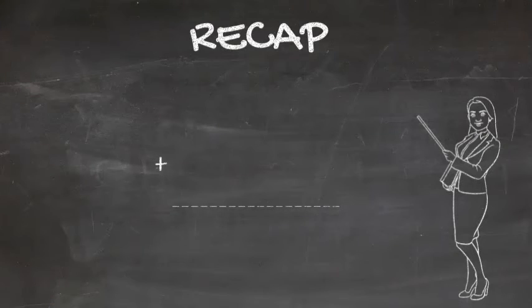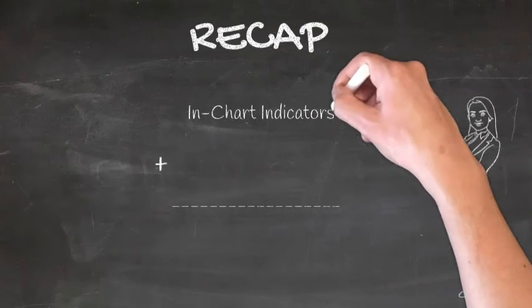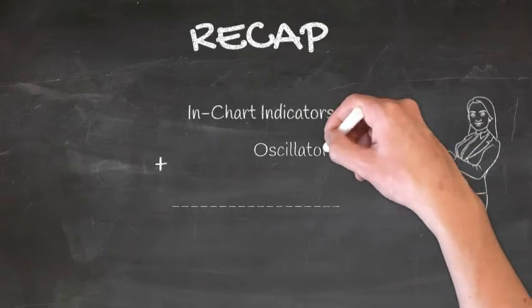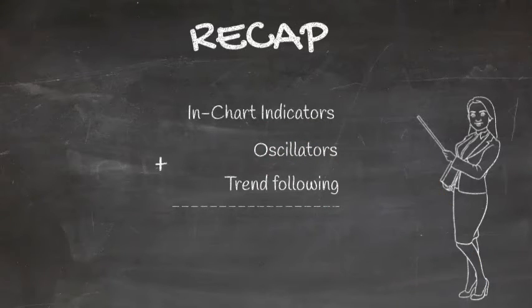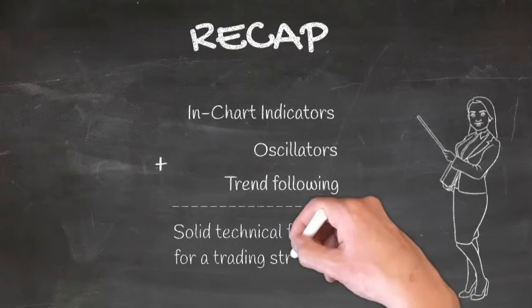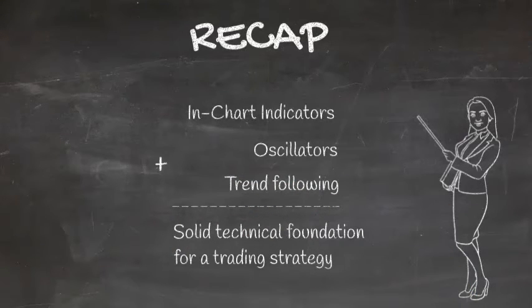Alright guys, so in this video we covered in-chart indicators, we covered oscillators, and we covered the basics of trend following. These elements combined will give you a very solid base to start developing your own trading strategies. I also want to say that even though today we use the moving averages, the envelope channel, the RSI and the MACD, these are indicators that I like, but you guys can use any indicators that you prefer. There are a million of them, and the best ones are the ones that you like best.